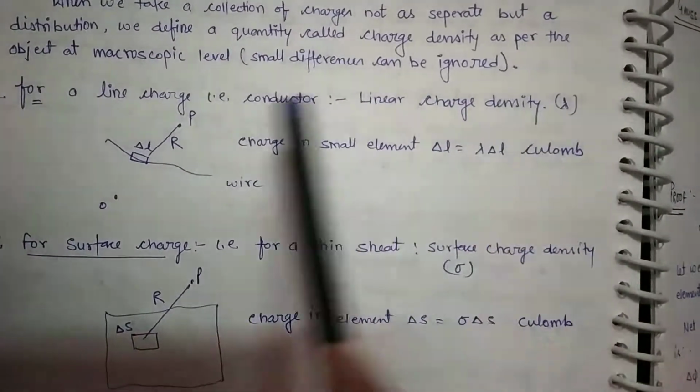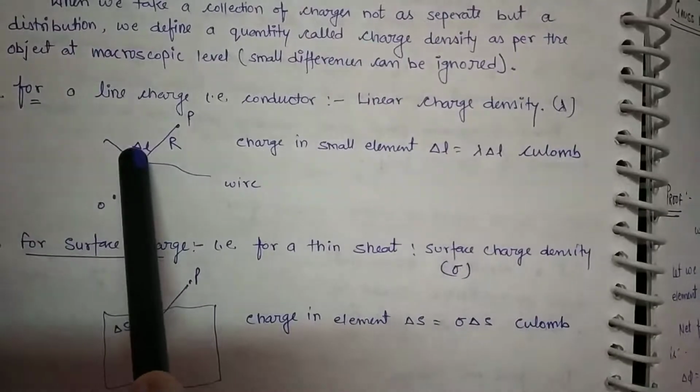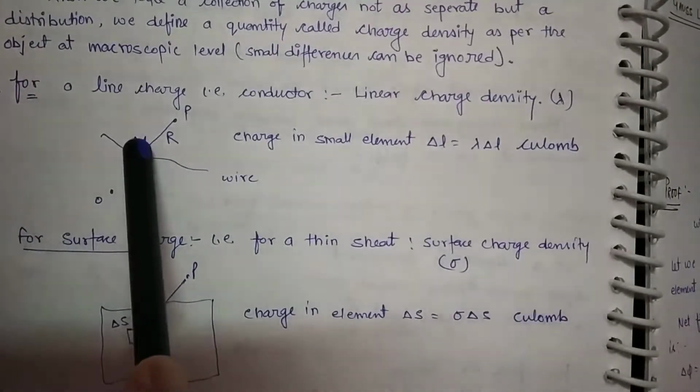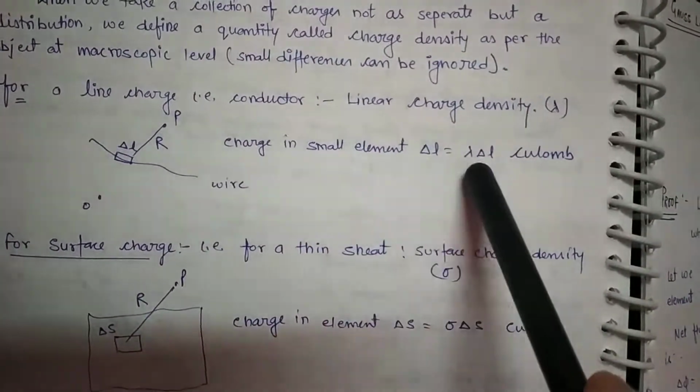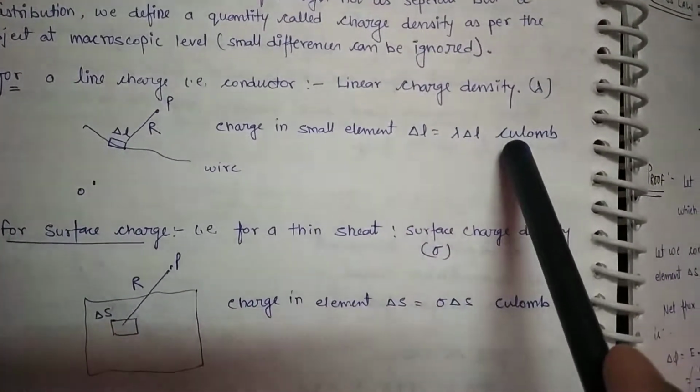Linear charge density means the total charge upon the length. That's a simple thing. And if I take a small charge element, length element delta L, I can take it as the product of lambda and delta L. That is the total charge in Coulombs on that.